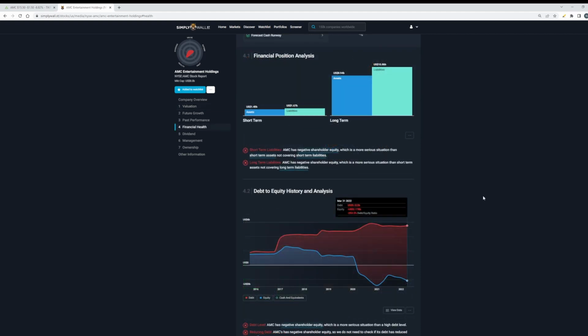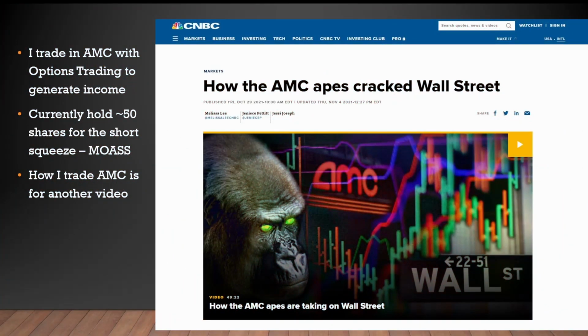And a big one for me that Simply Wall Street does a really good job of is simplifying the financial position of the company. And you can see here that the short-term liabilities are not very good, and the long-term liabilities are not very good either, which means this has a high chance, more than other companies that make money, of going bankrupt. Obviously it's not going bankrupt anytime soon. They're still generating revenue and getting back up to the previous years that they've been to, but you can just see here the company is in a lot of debt.